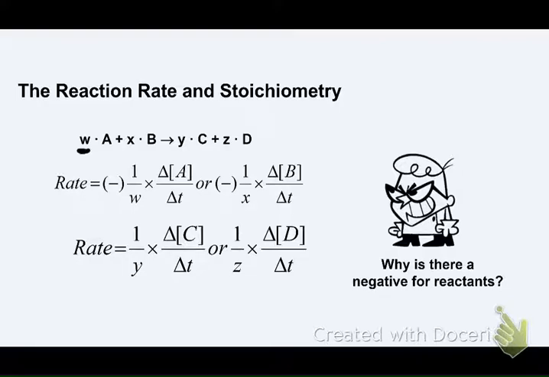Okay, so this is a coefficient, and this is the reactant. You notice how for all the reactants, I have a negative sign, and then I divide by their stoichiometric coefficients, and that gives me the reaction rate. You can also calculate the reaction rate from the products by dividing by the stoichiometric coefficient, but you don't need the minus sign because the products are naturally going up in concentration.